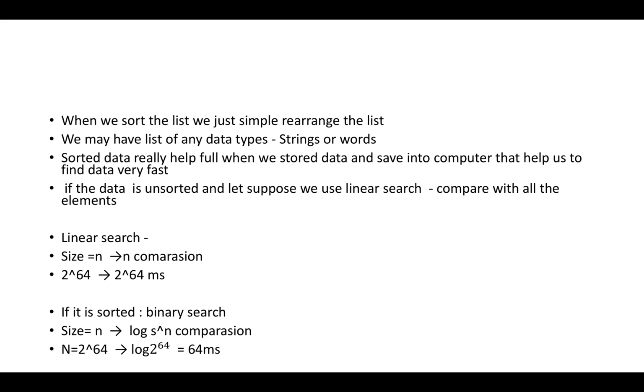But if our list is sorted, and we find using binary search, then if your size is 2 raised to 64, it will take log of 2 raised to 64 comparisons, and that's only 64 milliseconds. So you can see how much difference there is between the two finding algorithms when the list is sorted.